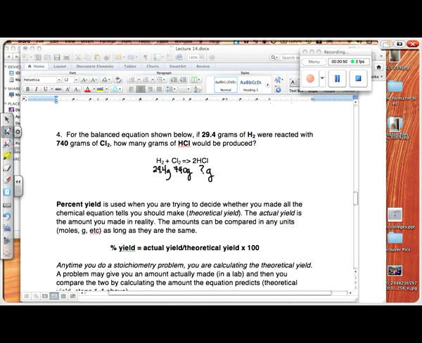Okay, convert them both to moles. And I'm going to need molar masses for everything. So this is, I'm going to go with 2.02, 70.9 for chlorine, and 36.46 for HCl, because I'll need that later. All right, so 29.4 divided by the 2.02.